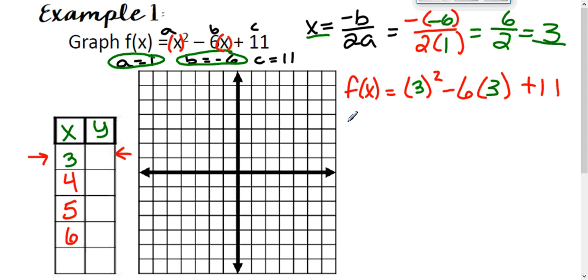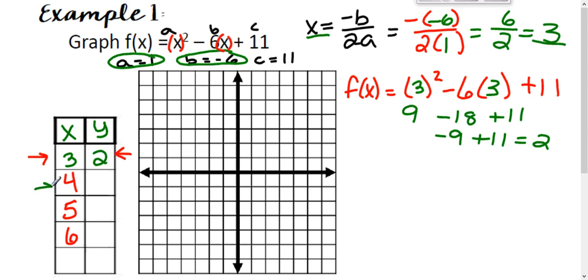So once you have it plugged in, you can either type it exactly like you see it into your calculator. I highly suggest using the parentheses more than the multiplication symbol. Or you can just go through your order of operations. 3 squared is going to be 9. A negative 6 times 3 is going to be a negative 18. And then we have plus 11. That's going to reduce to a negative 9 plus 11, which is going to be 2. So we're going to put 2 into our table next to the 3.